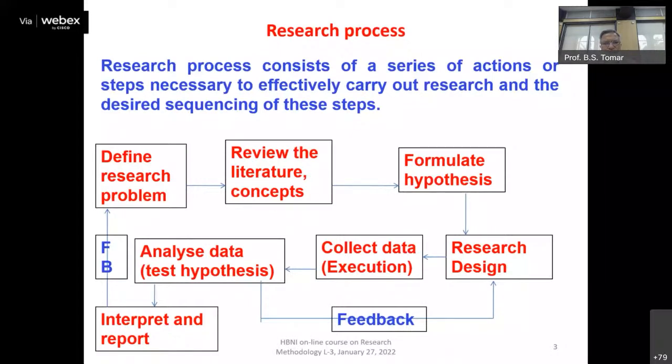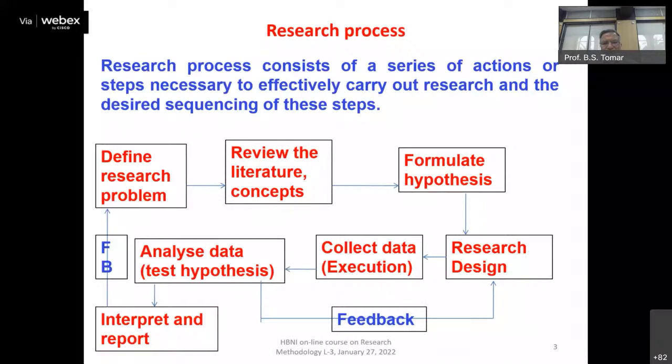To define that problem, we need to do an extensive research literature survey to confirm that it has not been done, or what knowledge is already known by this time about this research problem. So this is an important part of the research work. And based on this literature survey and how we define the problem, we formulate the hypothesis, and subsequently we make a design like a roadmap for carrying out the research.